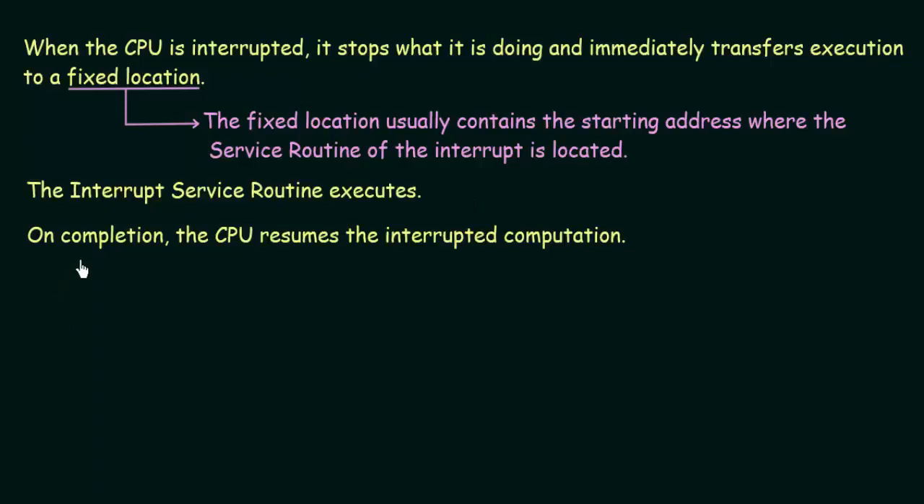And then, on completion, the CPU resumes the interrupted computation. We know that the CPU was already doing something before. When the interrupt arose, it transferred its execution to the interrupt service routine and executed it. Once the interrupt service routine executes completely, the CPU goes back to where it came from and resumes whatever it was doing. So this is how the CPU responds to interrupts, and I hope that made it clear to you how an interrupt is handled by a CPU, at least the basics.